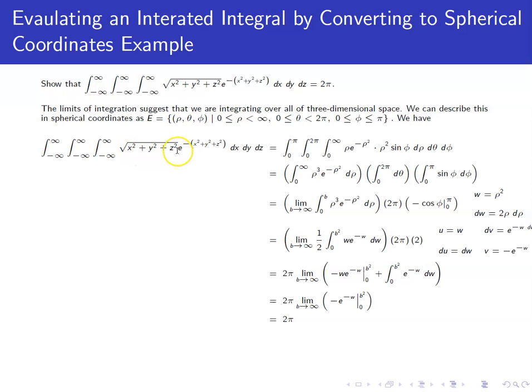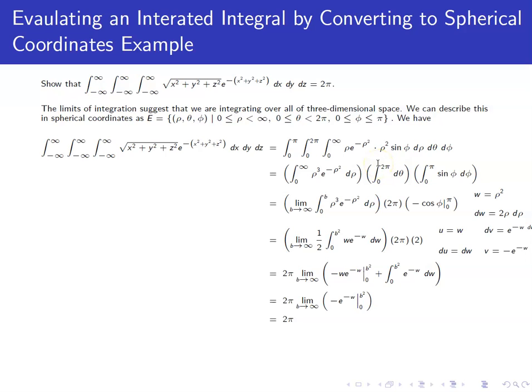So when we convert this over to spherical, x squared plus y squared plus z squared is rho squared. So this square root quantity here becomes rho. And then we have x squared plus y squared plus z squared in the exponent. That becomes rho squared. So I've got rho e to the negative rho squared. The differential gets replaced with rho squared sine phi d rho d theta d phi. Here are your limits for rho, here are your limits for theta, here are your limits for phi.